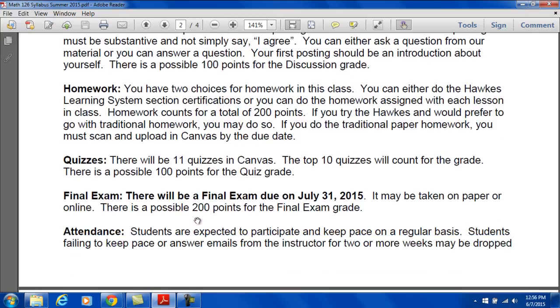So, like I said, 11 quizzes, the top 10 count for the grade. Final exam, same as the midterm. You can do it online or on paper. Either way, it's going to be due July 31st, 2015, and the maximum is 200 points possible.